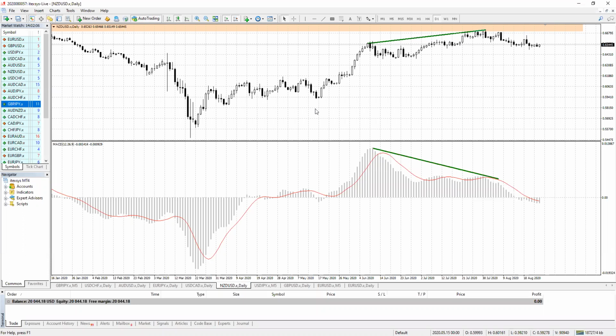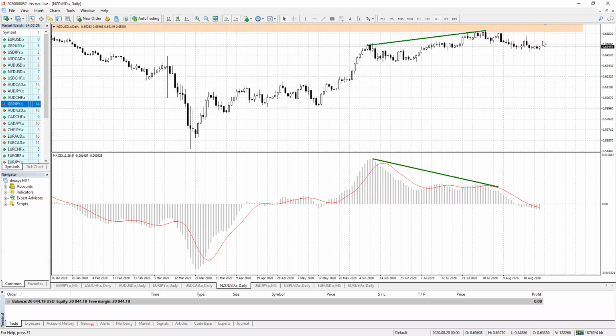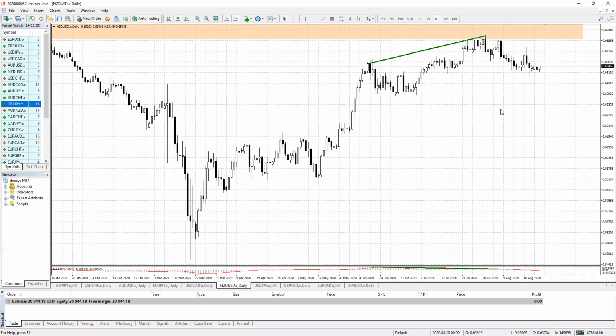That's the first sign that the buyers are losing power and losing momentum, and that we might expect a reversal. Of course, finding divergence is not a selling signal. The market could keep making higher highs. So this is just to be aware that we might have some selling pressure in the short term.